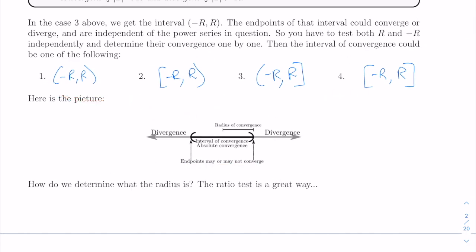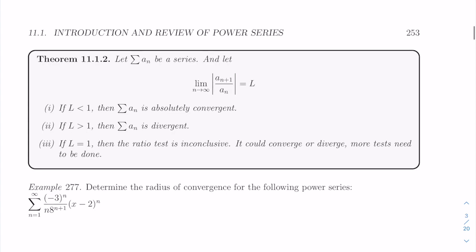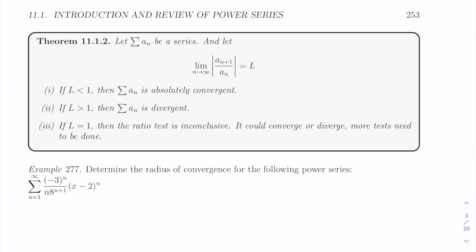So how do we determine what that radius of convergence is? Well, one of the best ways was to use the ratio test, and here's how it goes. Let this thing be a series, and let the limit as n goes to infinity of the ratio of consecutive terms, a sub n plus 1 divided by a sub n, be L. If L is less than 1, then it is absolutely convergent. If L is more than 1, then it is divergent. And if L is equal to 1, then the ratio test is inconclusive.